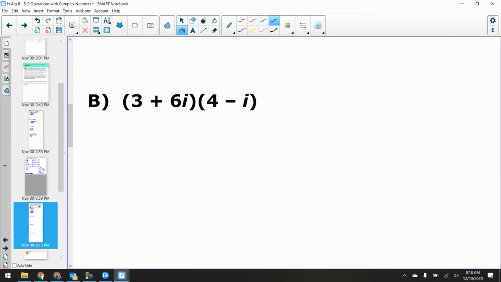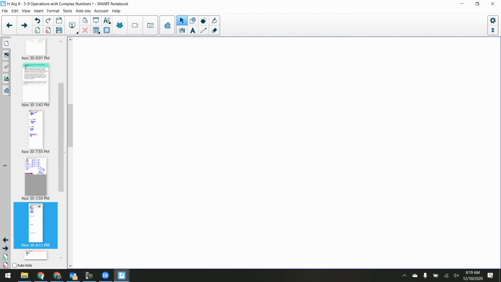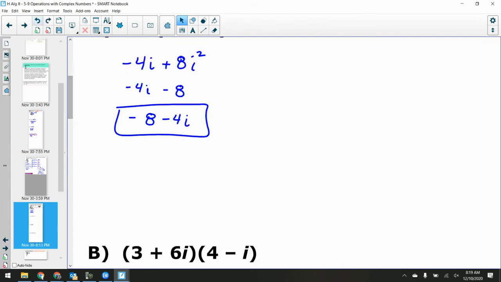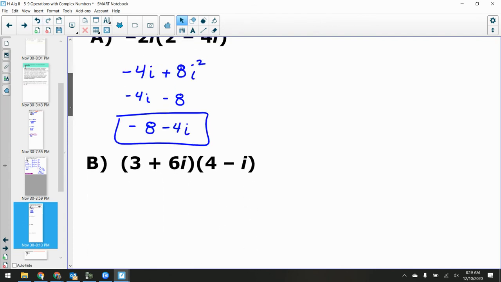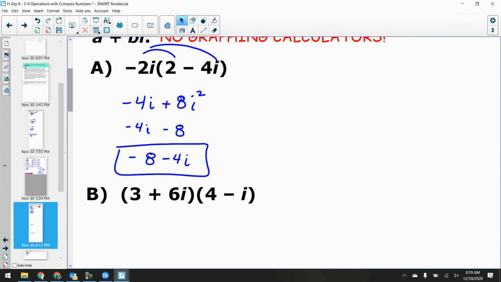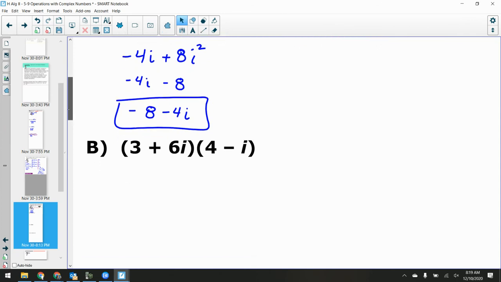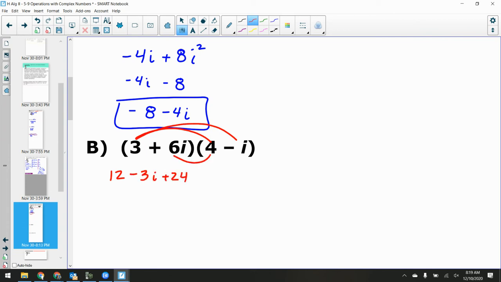What do I have to do here? I'm sorry, did you want to go back up? Yeah. What am I implying that I have to do with this next example? FOIL. I have to FOIL this. So let's do that. First, outer, inner, last.